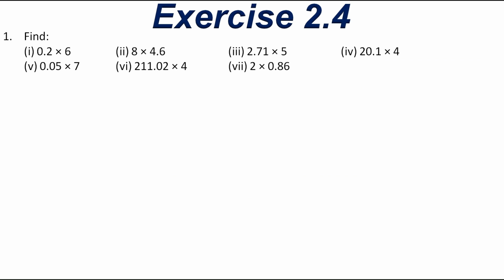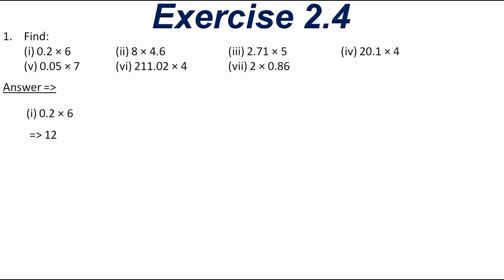Find 0.2 into 6. Now here we have one decimal number and we have to multiply it with a whole number. Okay, how to multiply? I'll tell you. First of all, we have to forget the decimal point and just think that there is a number. If I forget the decimal point from 0.2, the number will be 2. So when we multiply 2 with 6, what answer will we get?